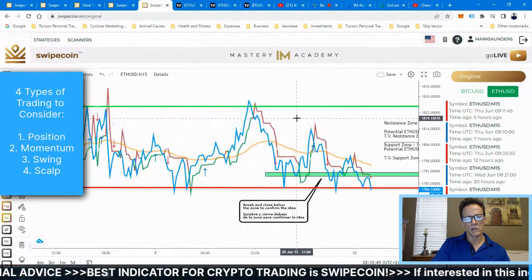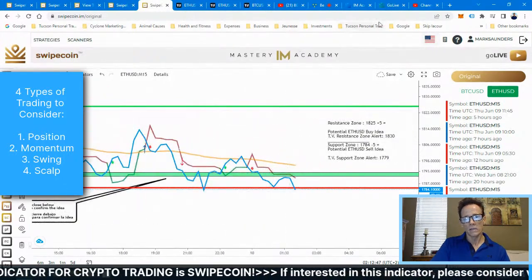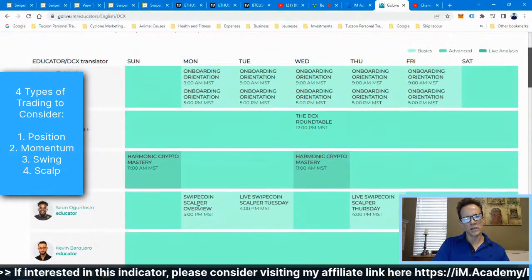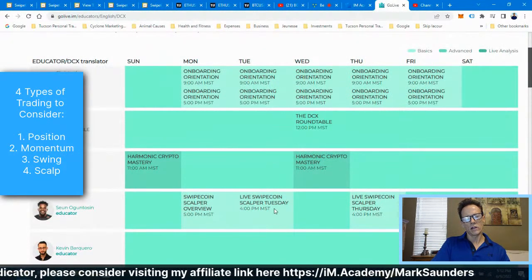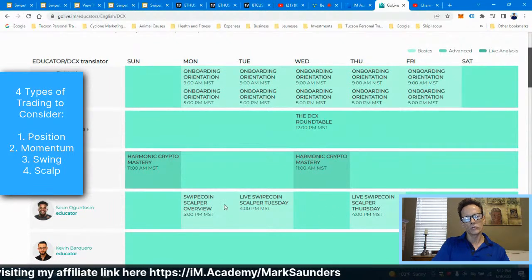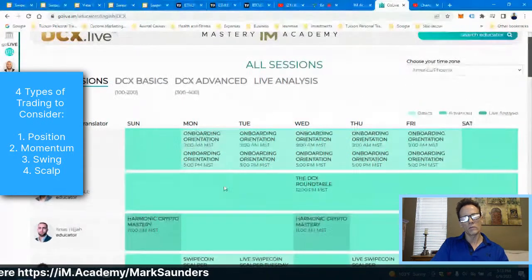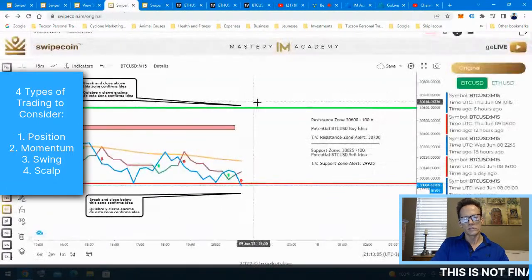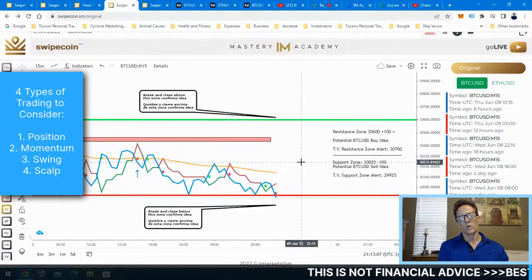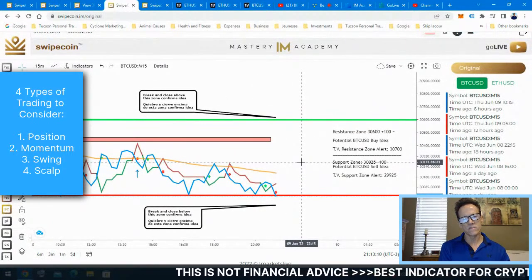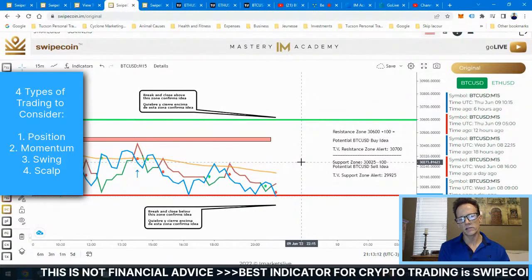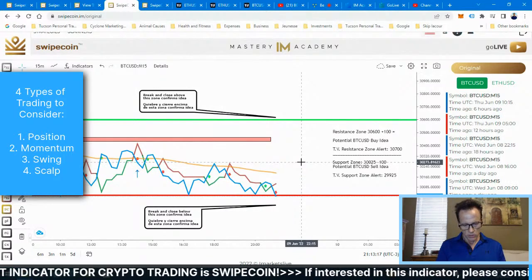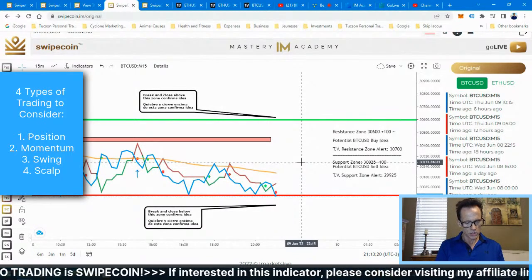What's a break and close? That's a little bit more advanced, but he teaches that on these days here. Monday, he goes over what a break and close is, and he even explains it here too. But you get that with the program. You learn what breaks and closes are, what resistance is, what support is, and how we navigate these waters.